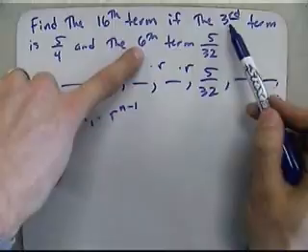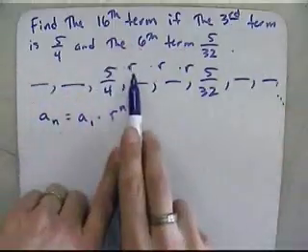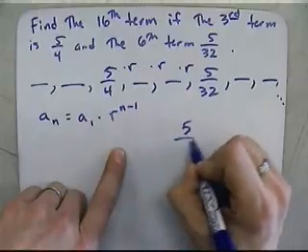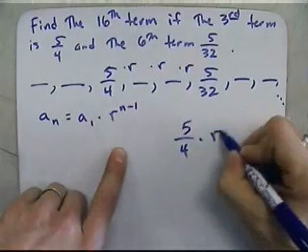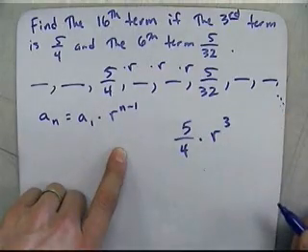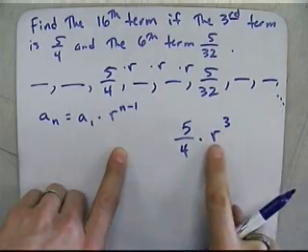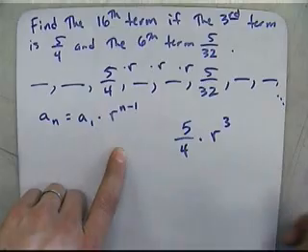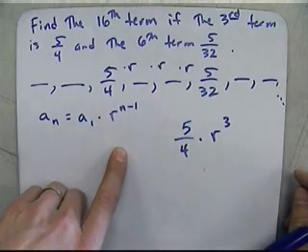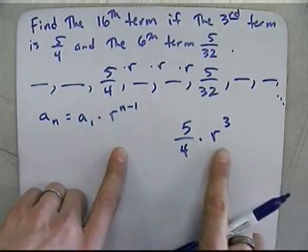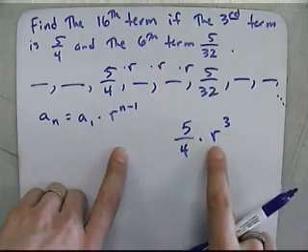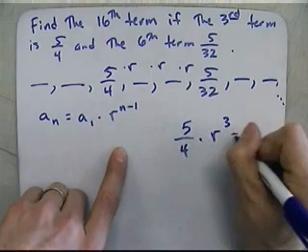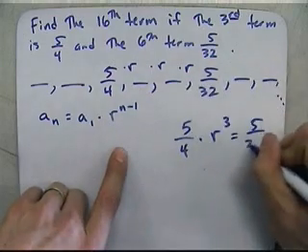Notice the 6th term, 3rd term, subtract, you get 3, right? So I have 3 of those r's that I'm multiplying by, which means I want to take 5/4 and multiply that by r cubed. I'm multiplying it by 3 r's. Now don't put 3r, because that's something a little different. That's r plus r plus r. That would be arithmetic. We don't want that. So it's r to the 3rd, because I'm multiplying by 3 different r's. There's 3 r's. And then that's going to equal this last term right here, 5/32.